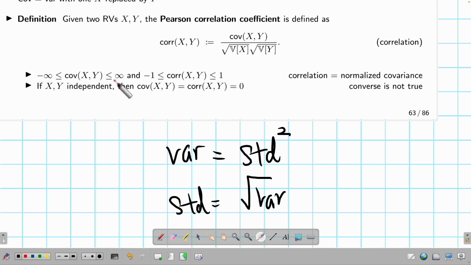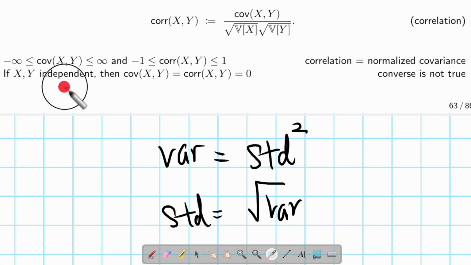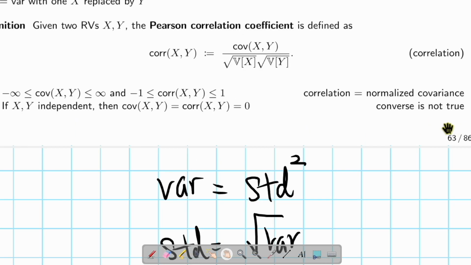Covariance can be any value between negative infinity and positive infinity. Correlation is always between -1 and +1. If x, y are independent, then their covariance and correlation are both 0, but the converse is not true.